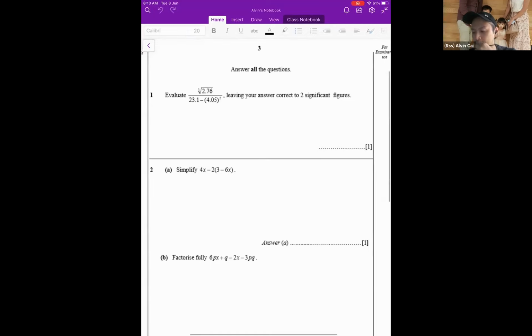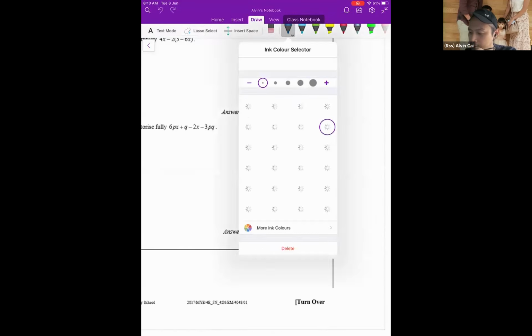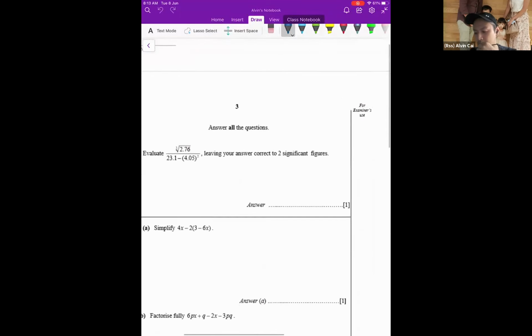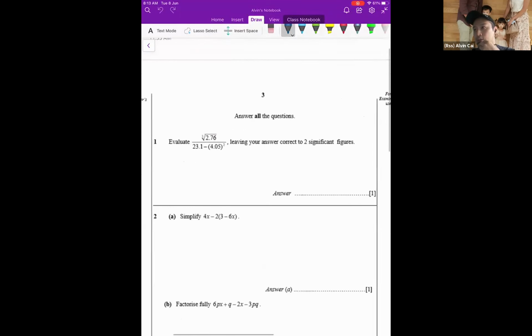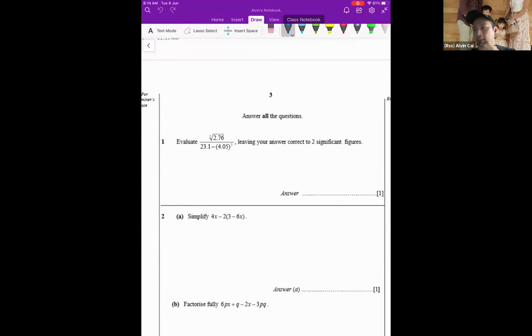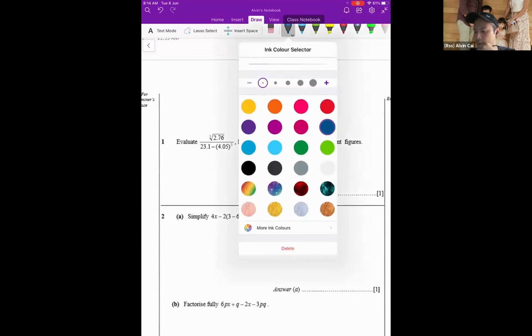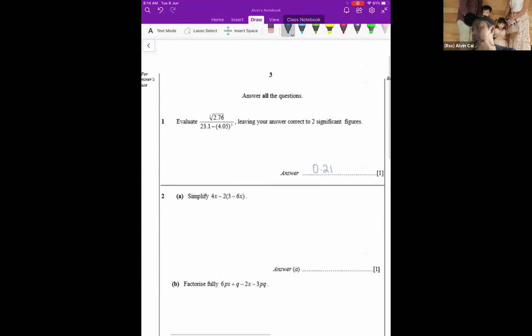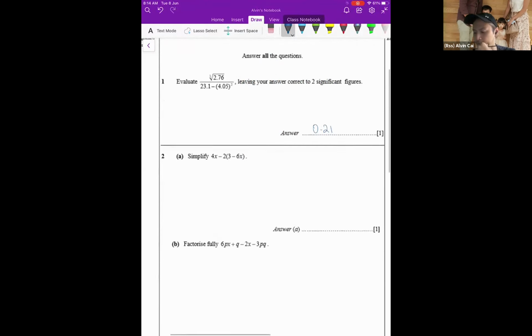Okay, first question, we are supposed to leave your answer. Okay, let me just bring out the pen. For this type of question, we just need to key in the calculator. So the answer will be 0.21, straight away, because they asked for two significant figures. Anyone have a different answer? Okay, then move on.